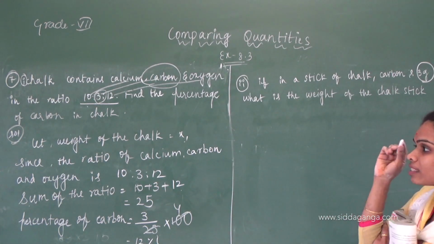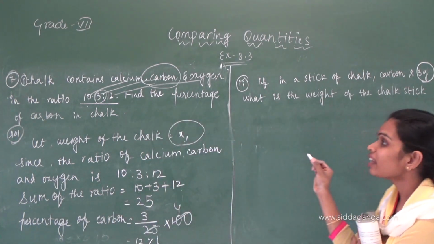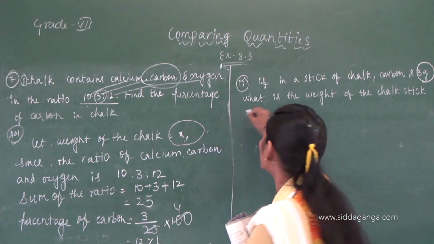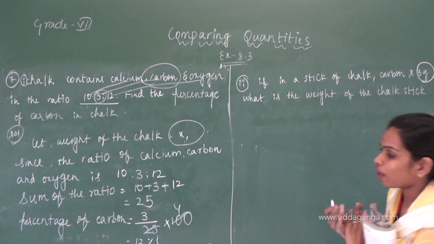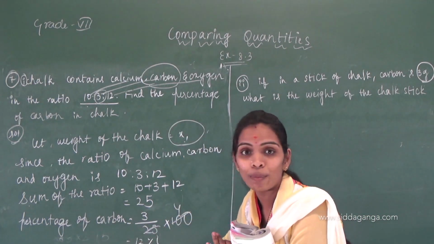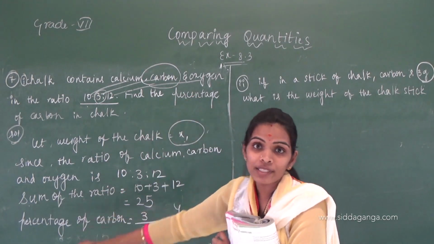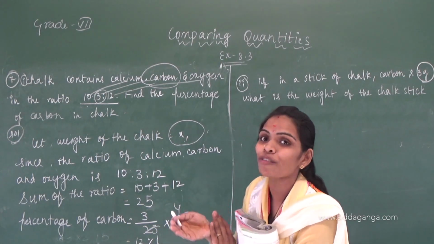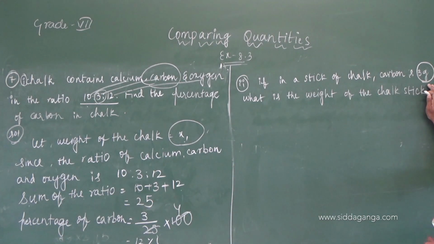Here, since we already assumed that the weight of the chalk is X, and the percentage of the carbon in that chalk we know is 12%, so 12% of X equals 3 grams. That is what we have to write. The percentage of carbon in the chalk is 12%, correct? The weight of carbon in the chalk is also given as 3 grams.